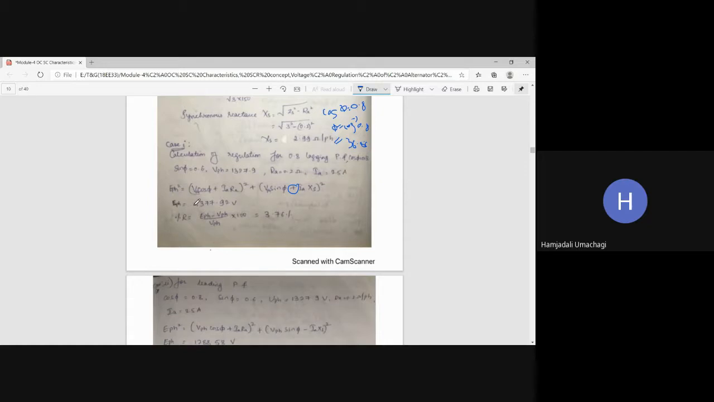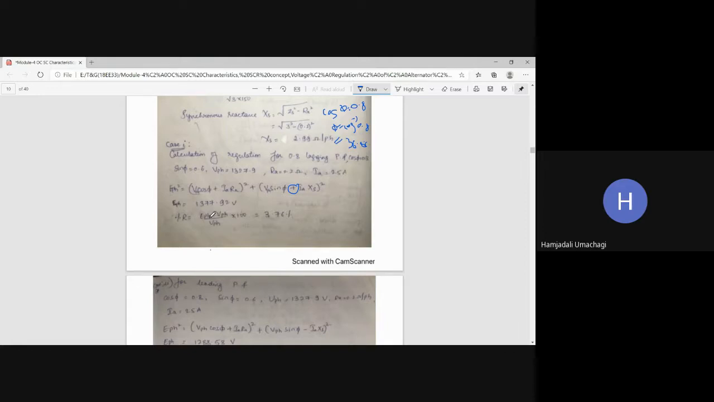So here EPH is equal to 1377.92 volts. All of you are getting this answer. Okay, fine, no problem. Then finally, the regulation formula is given by what? Percentage regulation is equal to EPH minus VPH divided by VPH into 100.